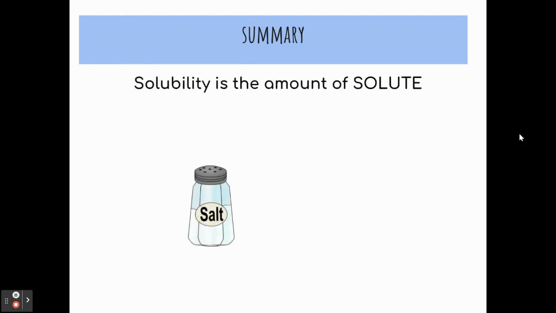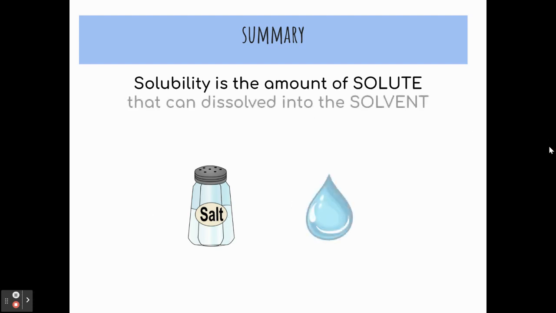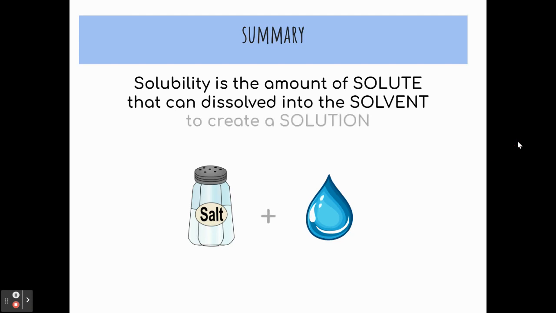So in summary, solubility is the amount of solute, which in our example is salt, because salt is dissolved, that can be dissolved in the solvent, which in our example is water, to create a solution. The salt plus the water creates our solution, which is salt water.